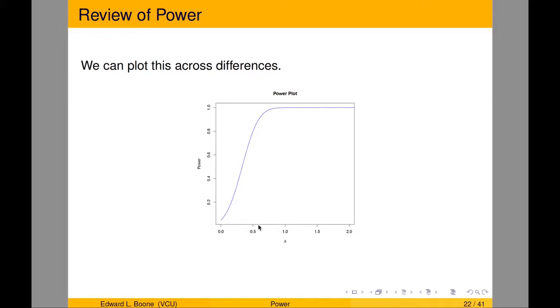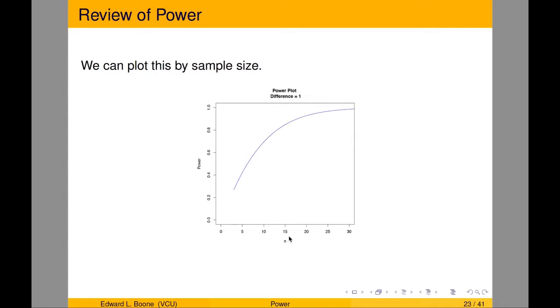Let's suppose I say, I want to find a difference of 1. If I come up here and look, the power is almost 100%. If I say I'm interested in having a power of 80%, I can trace this back and say that's about a 0.5. That's about what I would expect my difference to be able to find 80% of the time, and so on. So you can read this in both directions.